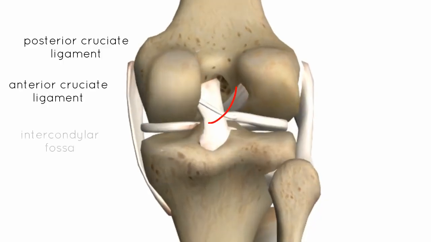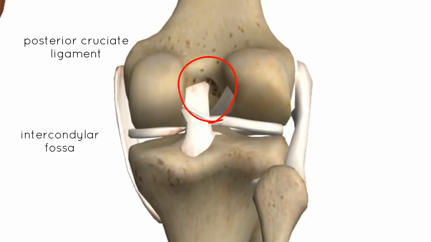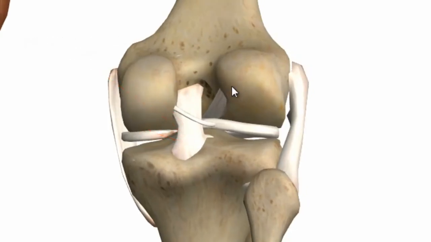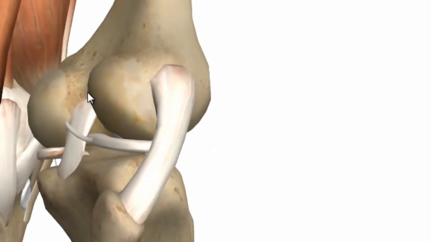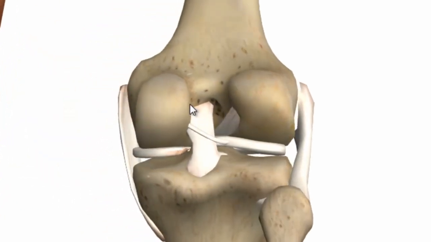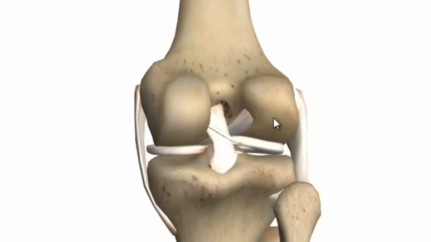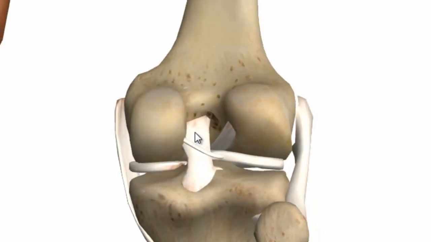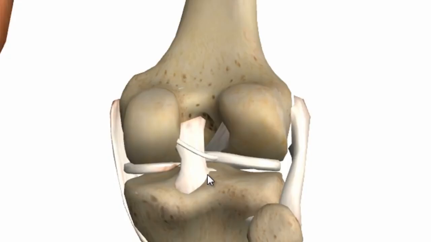So you can see their attachment in the intercondylar fossa. This ligament here is the posterior cruciate ligament, and its proximal attachment is on the medial wall of this fossa. So you can see this wall of the fossa, so it's medially on the intercondylar fossa, and the anterior cruciate ligament has its proximal attachment on the lateral wall of this intercondylar fossa. So this attaches medially on the lateral condyle, and the posterior cruciate ligament attaches laterally on the medial condyle.